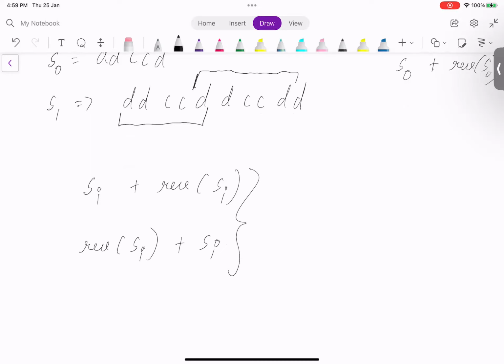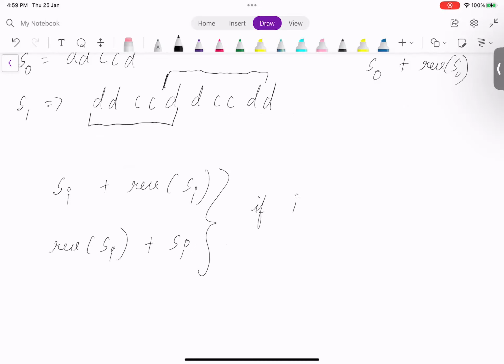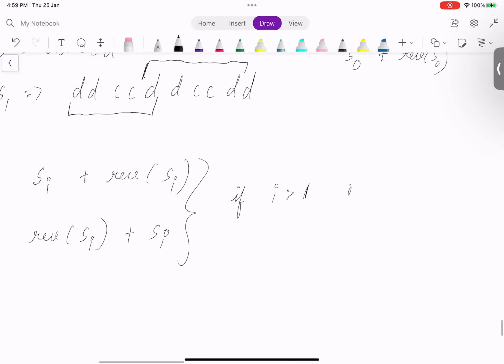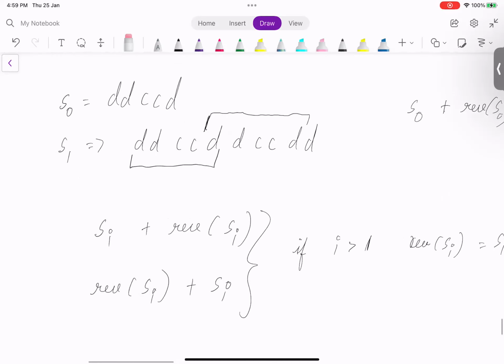And now we know one more thing, that if I is greater than 1, these two are the same, right? If I is greater than 1, then reverse of Si is nothing but Si. So both the scenarios are the same. But if I is less than or equal to 1, then we'll have two scenarios. So here itself we can write that if I is greater than 1, then reverse of Si is equal to Si. If I is less than or equal to 1, then it won't hold true, right? So now we have two scenarios here.